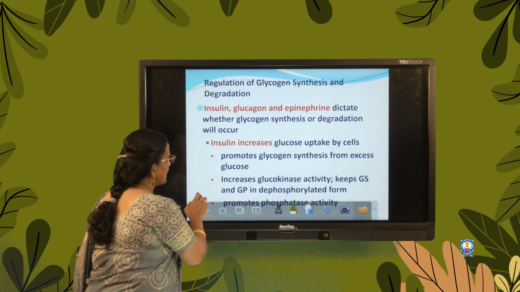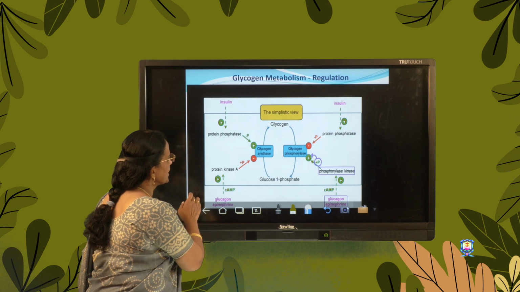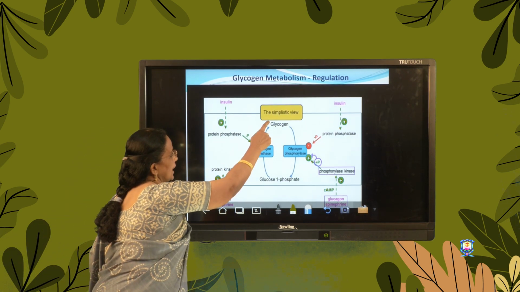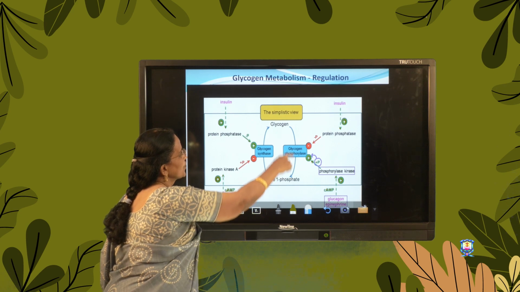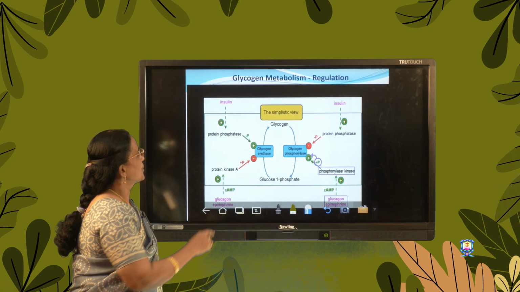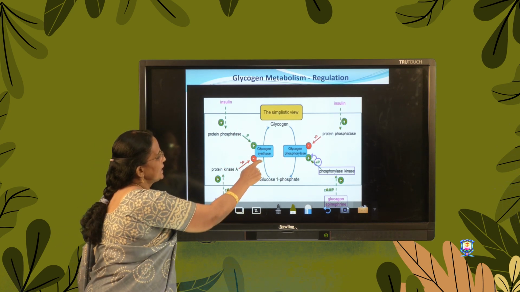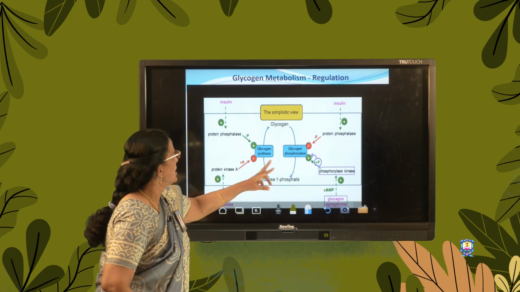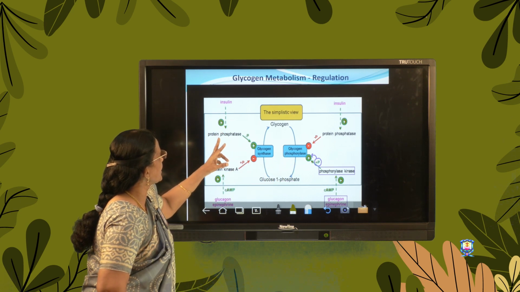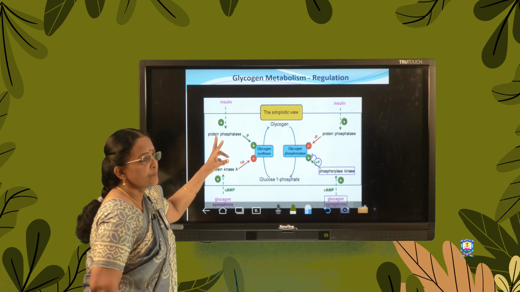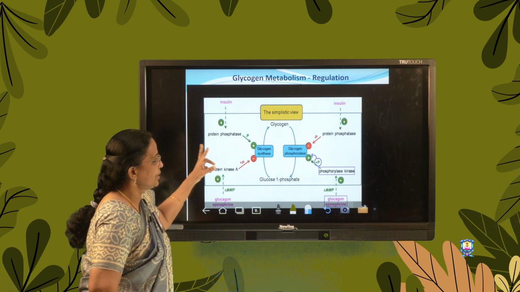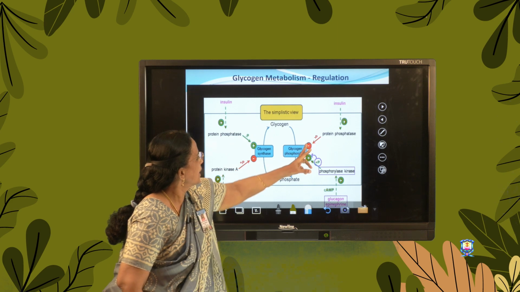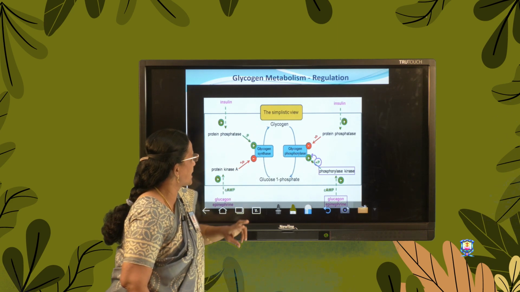By promoting phosphatase activity, what does it actually do? It removes the phosphate. So here you can see glycogen being converted to glucose 1-phosphate and glucose 1-phosphate to glycogen. Here glycogen synthase is a key enzyme in synthesis, phosphorylase is a key enzyme in breakdown. So what is the job of insulin? Promote the activity of protein phosphatase. So what will happen? Phosphate is removed, synthase is active. The same way, protein phosphatase removes phosphate, and phosphorylase becomes inactive.